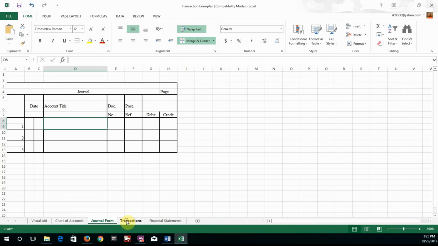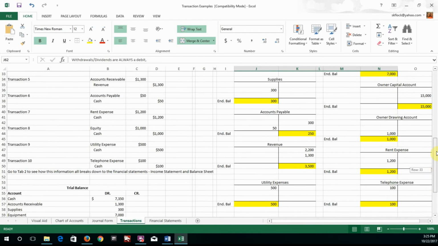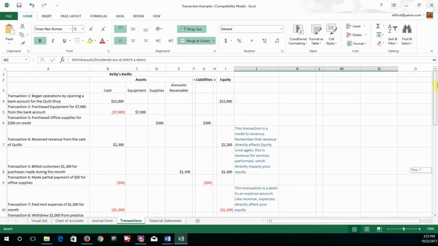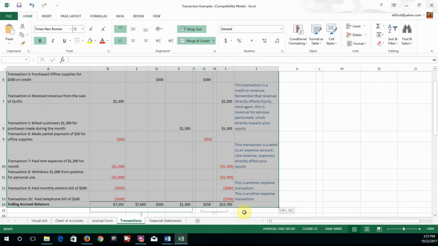Let's look at some actual transactions. Now, I've got a lot of information on this spreadsheet, and it's going to look a little confusing to you, so just give me a second to go through it and break it down for you step by step. The first thing you're going to see here is I have this information posted into a nice worksheet.